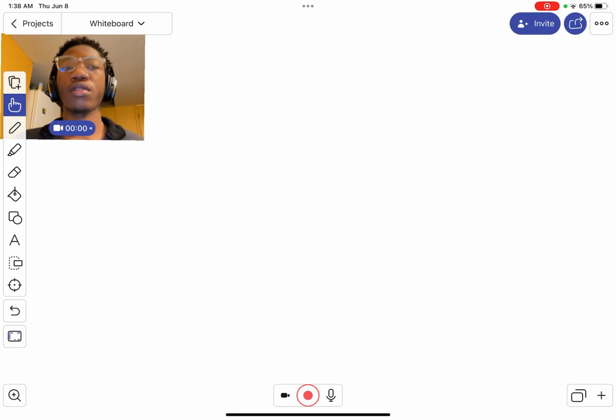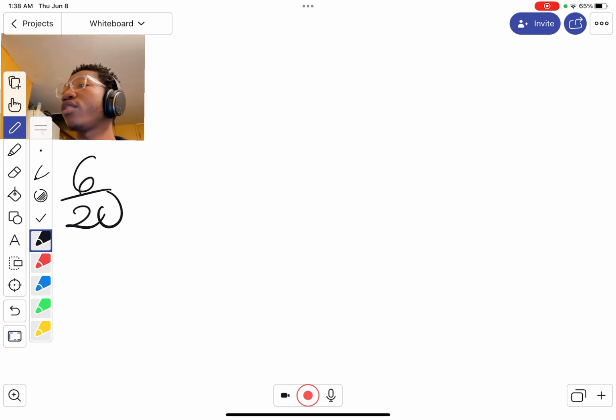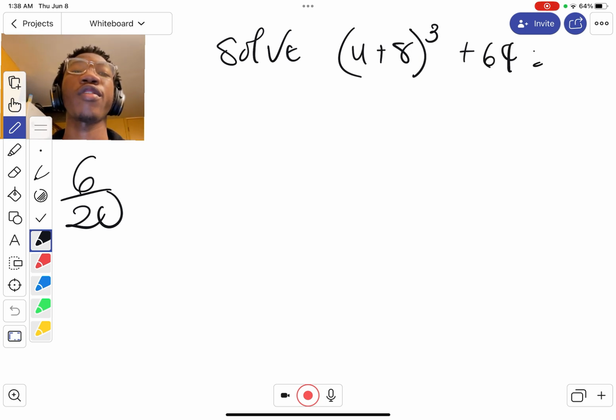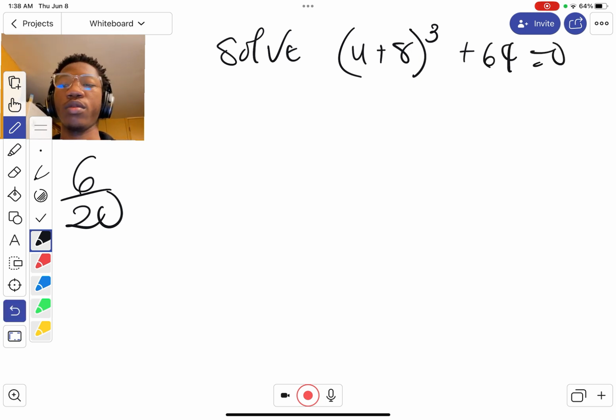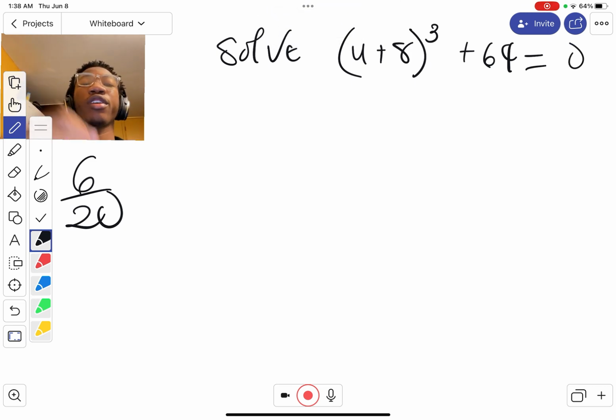So right now it's problem 6/20. We have something like solve for u: (u + 8)^3 + 64 = 0. So right now we are still dealing with the cube exponent again. We will do the same thing as we did before, but with some extra steps.